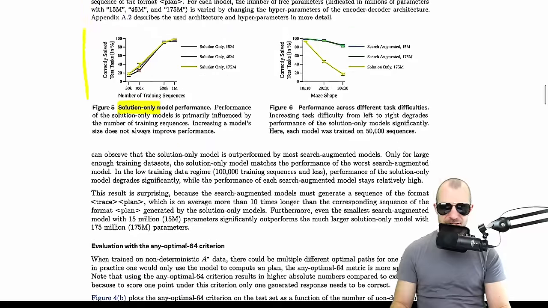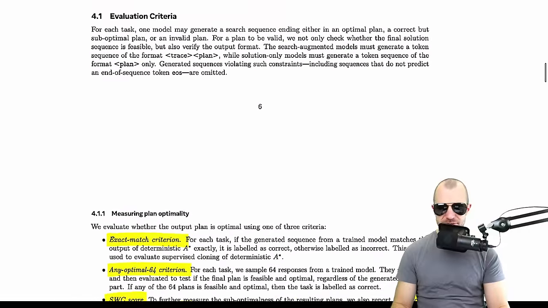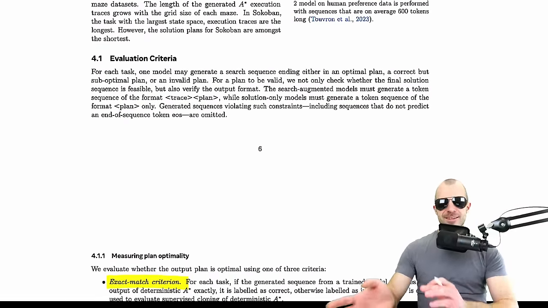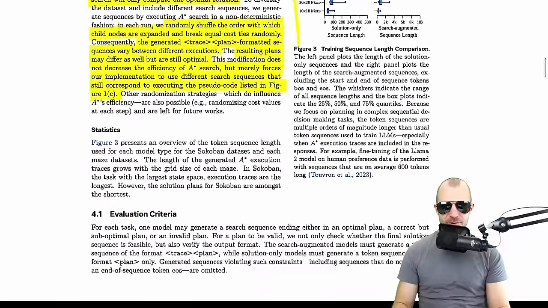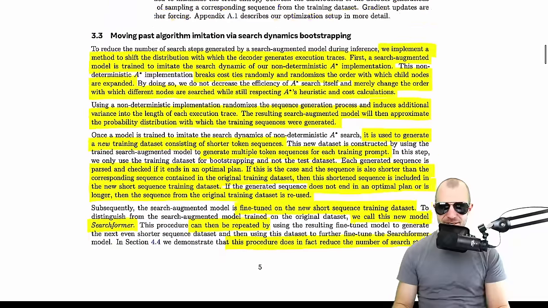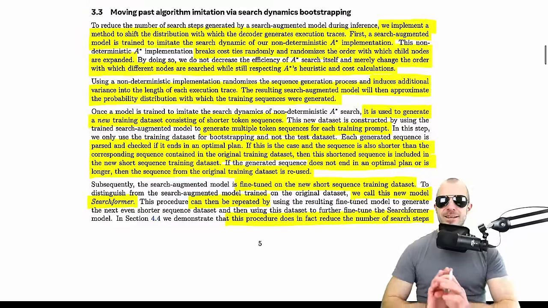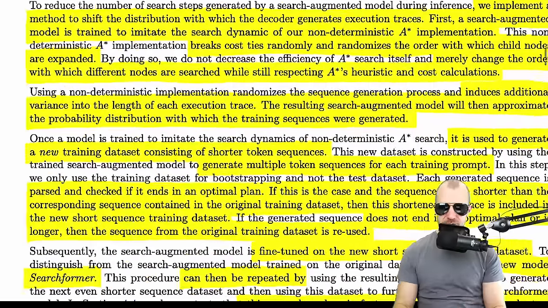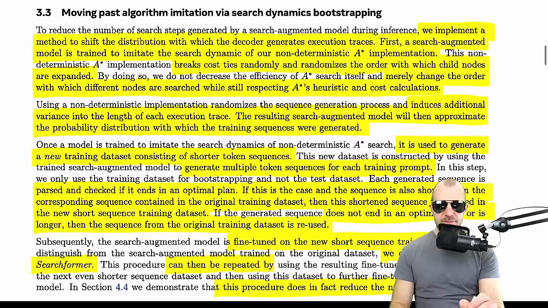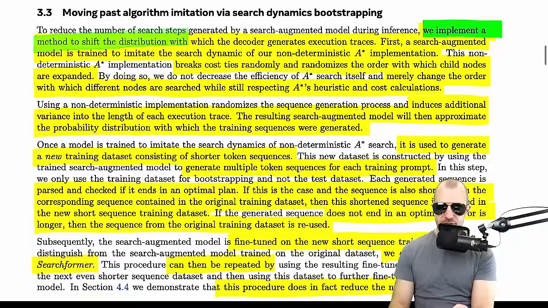Now, there's a lot of stuff here, like their optimality criterion is 1 out of 64, so they sample 64 times and then take the best of that and so on. I don't want to go much into that right here, other than saying, okay, they can now do this. They can train something that kind of mimics the execution trace of A*. Now, what do they do from then? They say, let's move beyond that. We implement a method to shift the distribution with which the decoder generates execution traces.